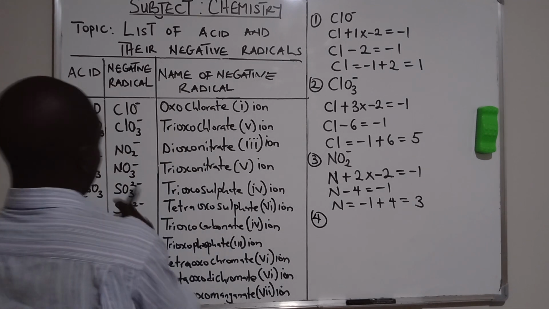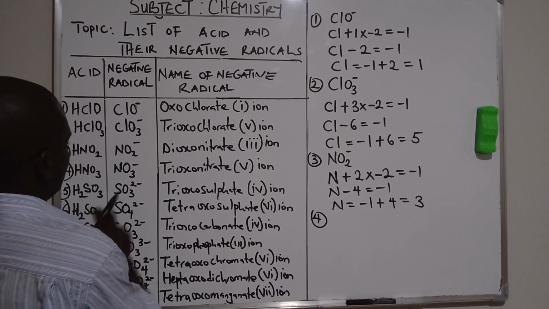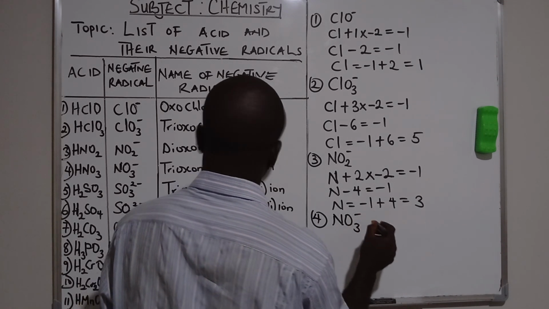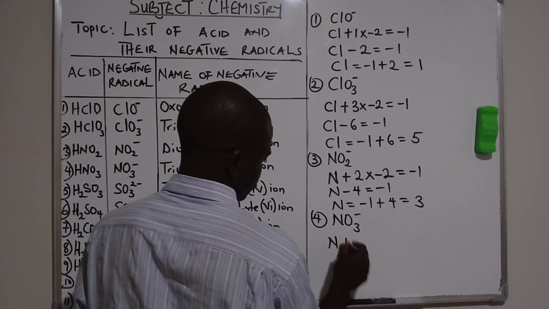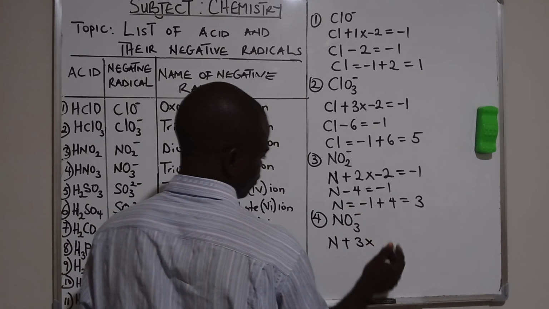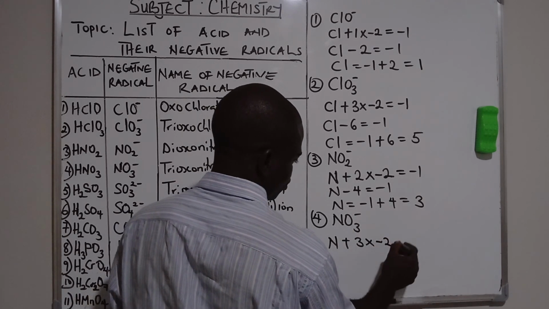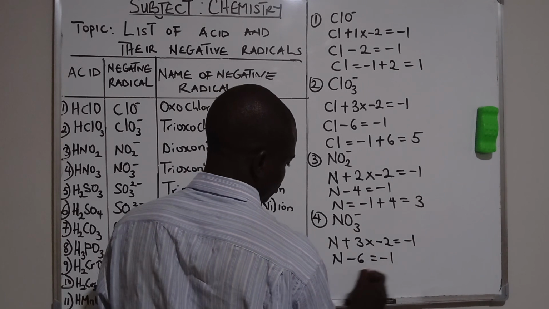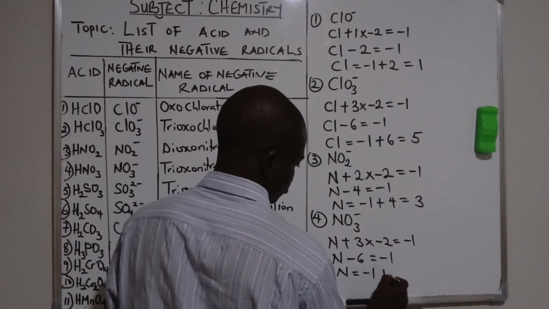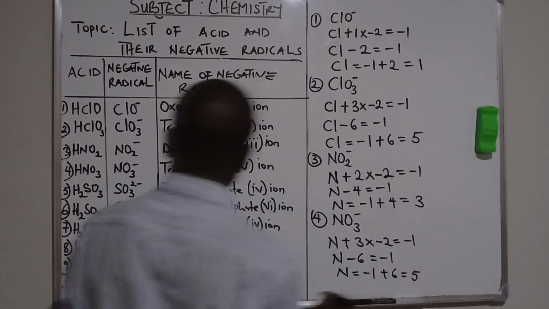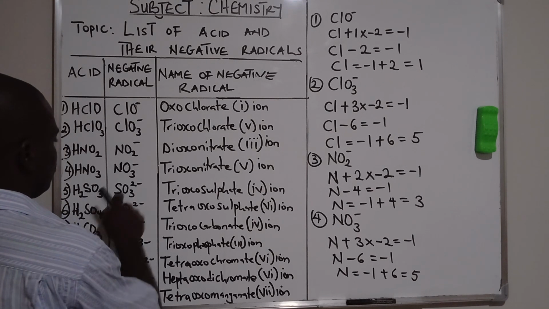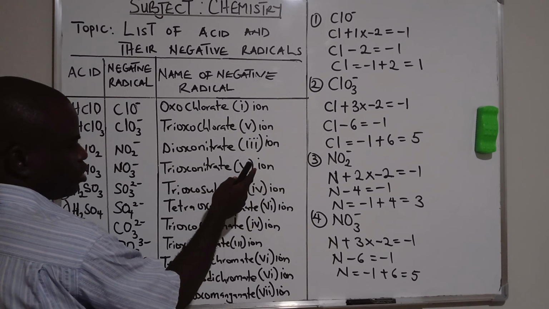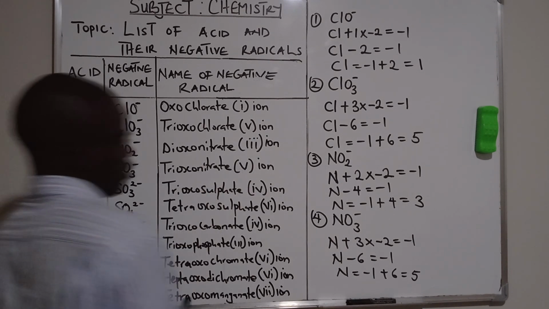Number 4, we have NO3 negative. We have N plus 3 times the constant negative radical of the oxygen, minus 2, equals minus 1. N minus 6 equals minus 1. N equals minus 1 plus 6 equals 5. That's why we have trioxonitrate 5 ion. That will be in Roman figure.